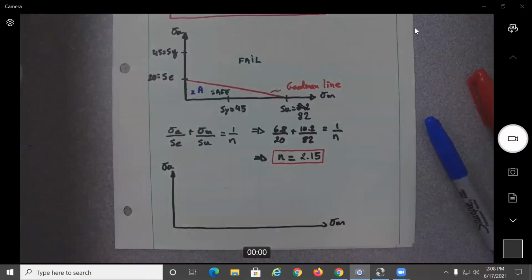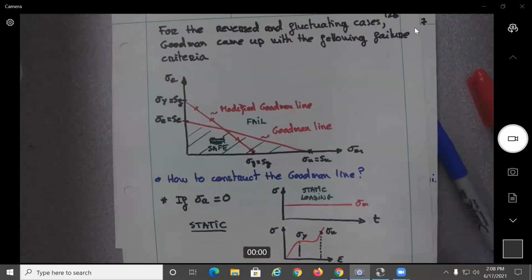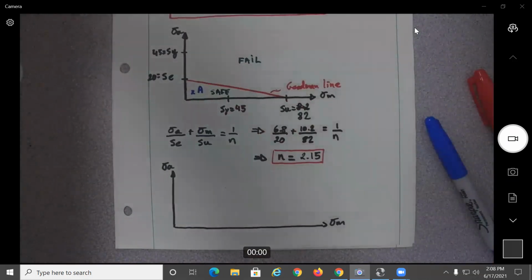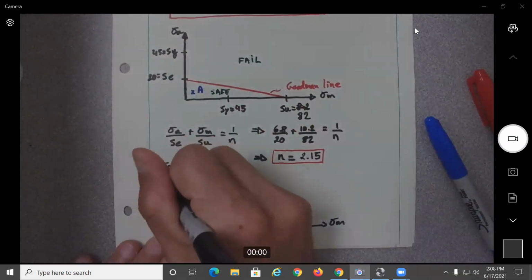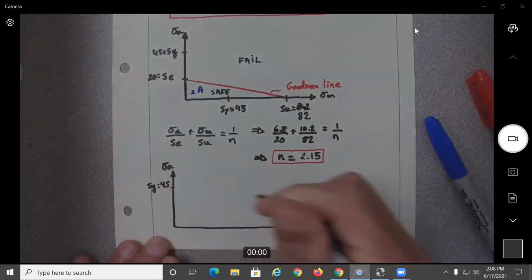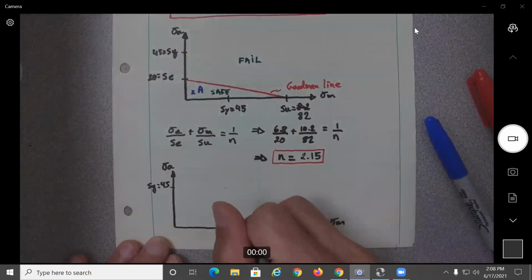So for the modified one, what is the modified one? It is the one that will go from the yield value to the yield value. So basically we go from 45 over here to 45 over here.